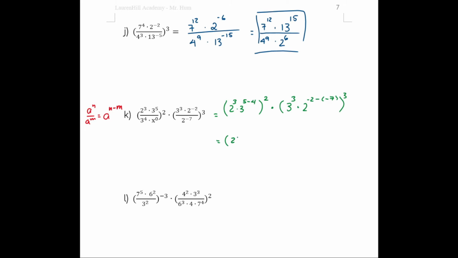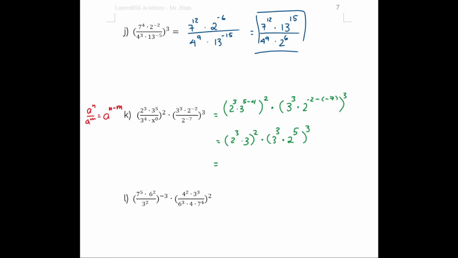So this is 2 to the 3 times 3 to the 5 minus 4, which is 1. So 3 to the 1 is just 3. This is all to the power of 2. 3 to the power of 3, I'll just leave that as 3 to the 3 for now. Times 2 to the minus 2 minus 7. Minus a minus is positive, it's plus. So minus 2 plus 7 is 5, all to the power of 3.